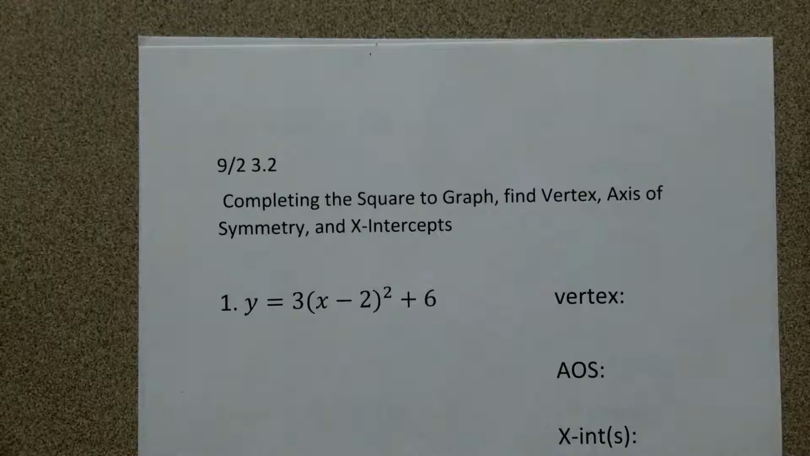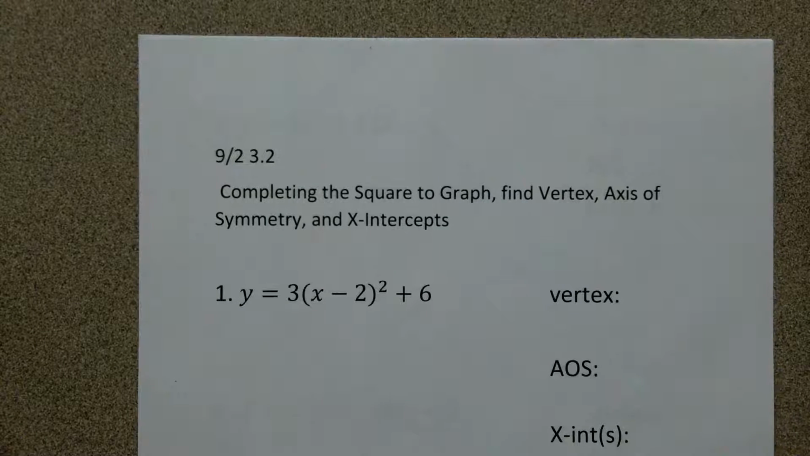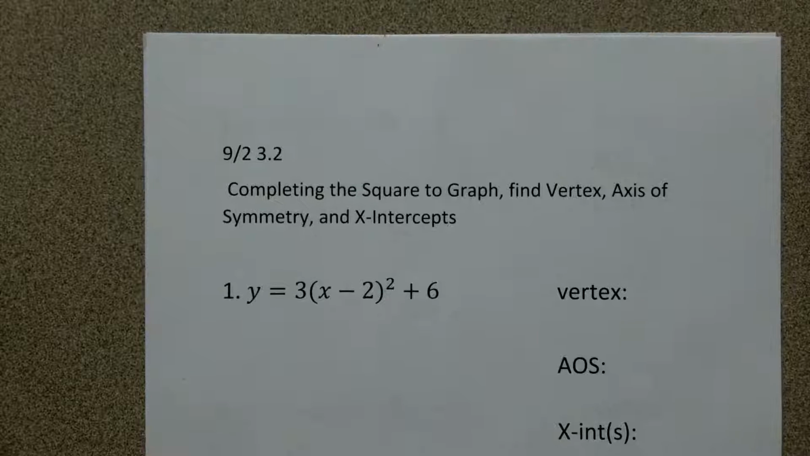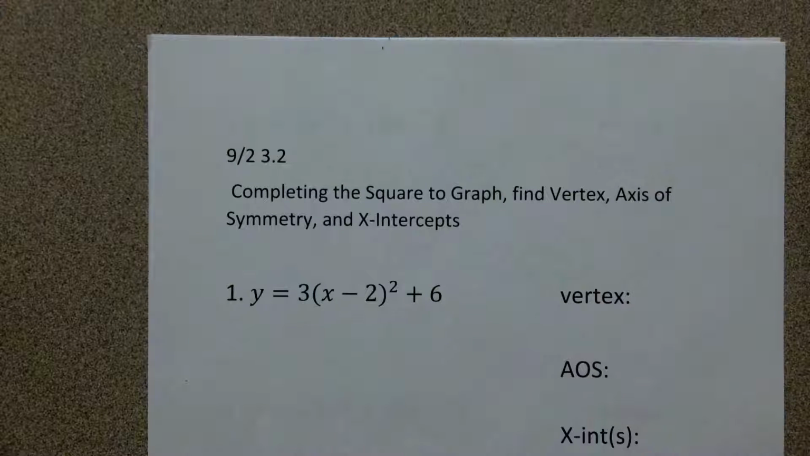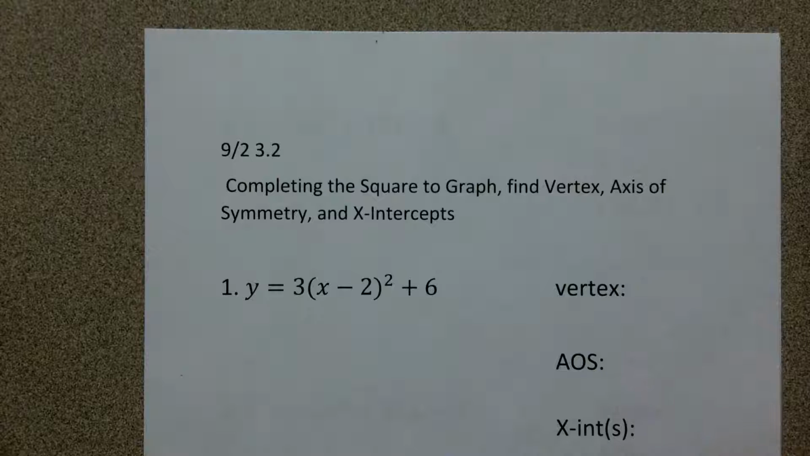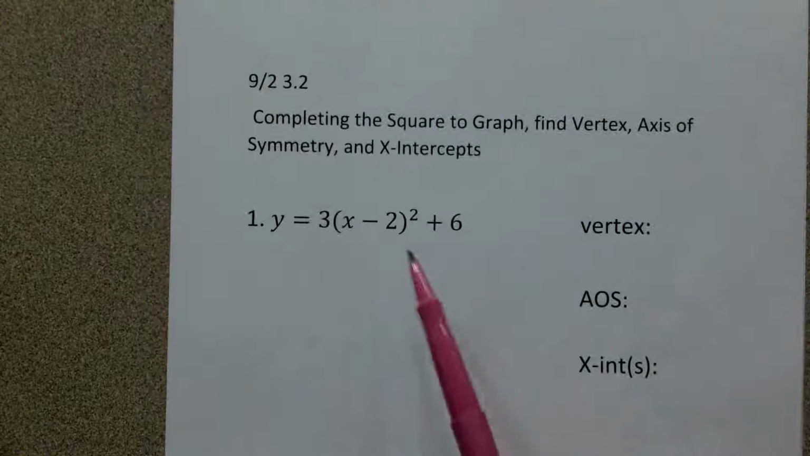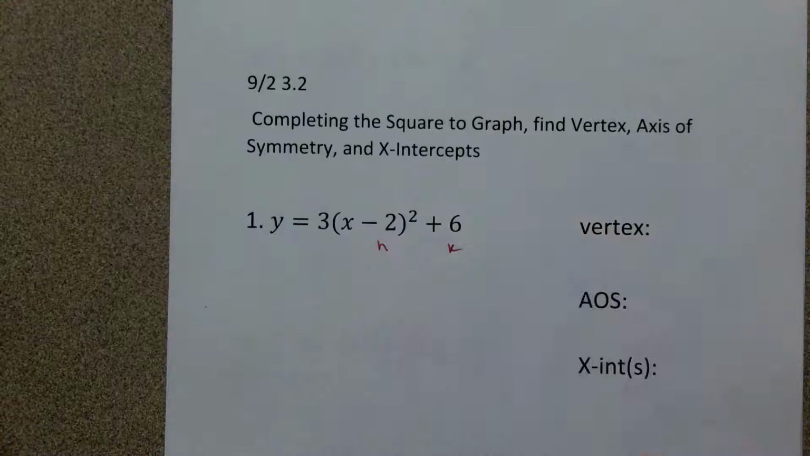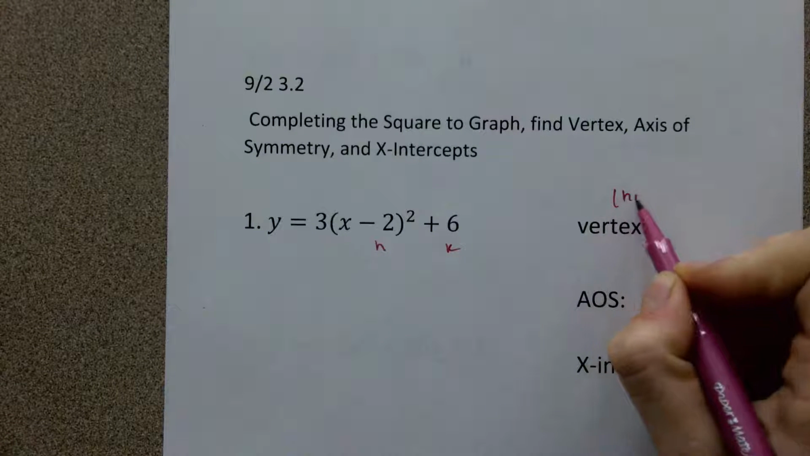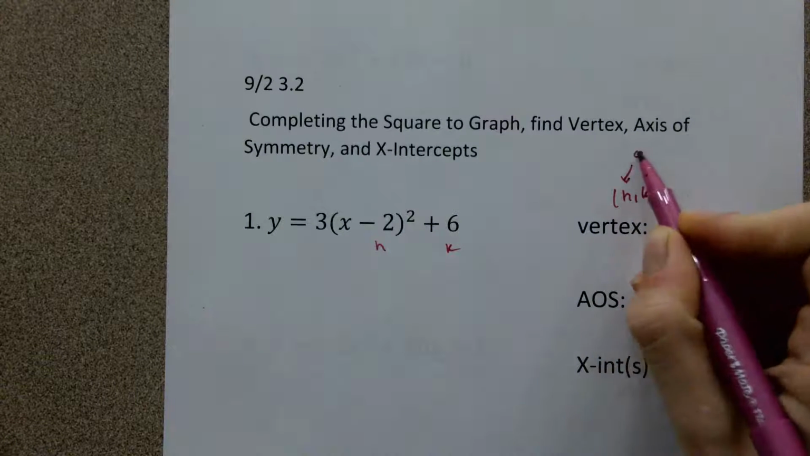So today we looked at standard vertex form, but we mostly focused on general form and completing the square in order to find vertex, axis of symmetry, and x-intercepts. So we already know this form. We know that this is our h and this is our k, and our vertex is always h comma k. h is always opposite.